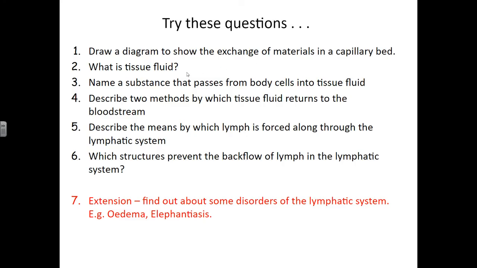So you could try and draw a diagram to show the exchange of materials in the capillary bed, referencing things like tissue fluid, plasma, where diffusion is happening, where fluid would come back into the venous system at the other end of the capillaries, and where it would be absorbed by the lymph vessels. You can talk about what lymph fluid is. You can name substances that pass from the body cells into the lymph fluid and describe ways that tissue fluid returns to the bloodstream. You could describe the means by which the lymph is forced along, so pressure filtration from arterial pressure, and the structures that prevent the backflow of lymph in the lymphatic system.